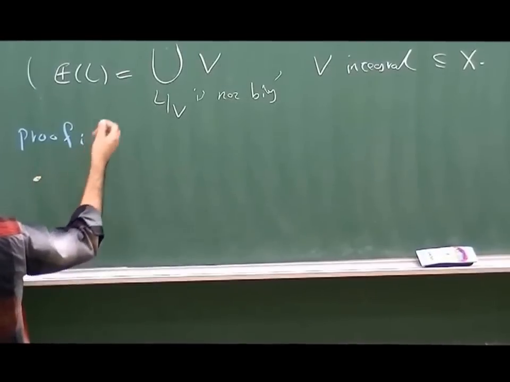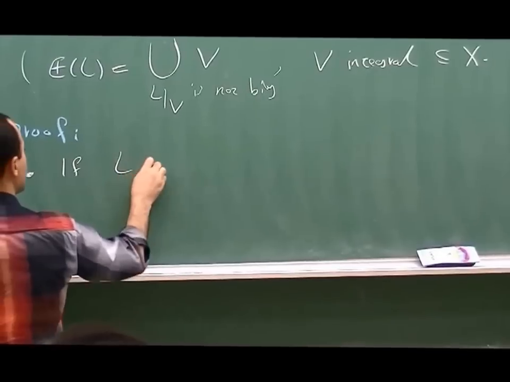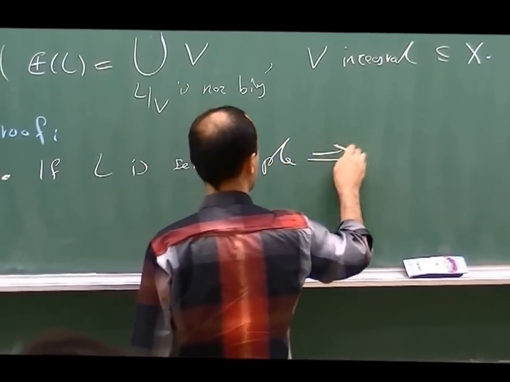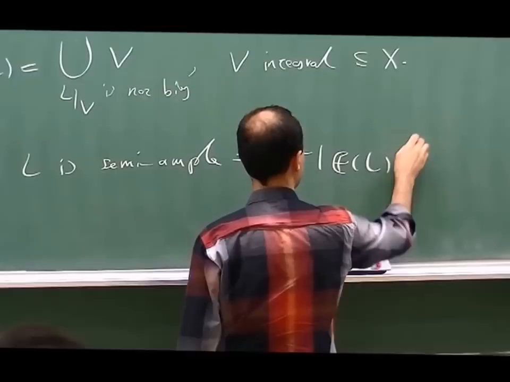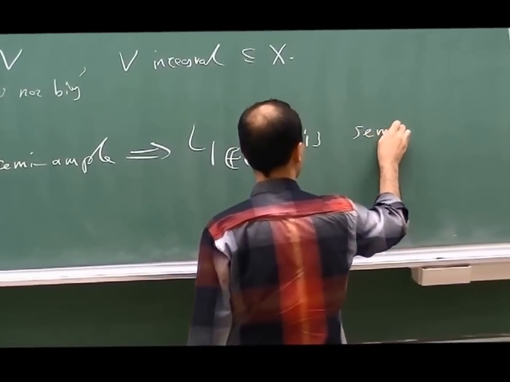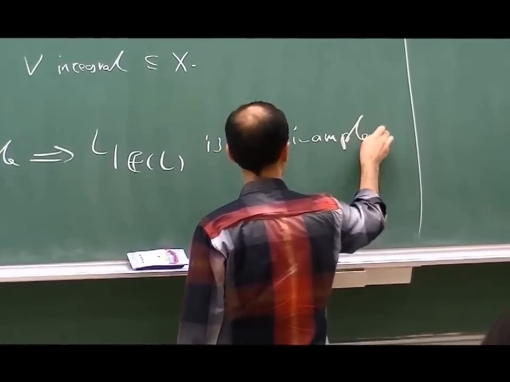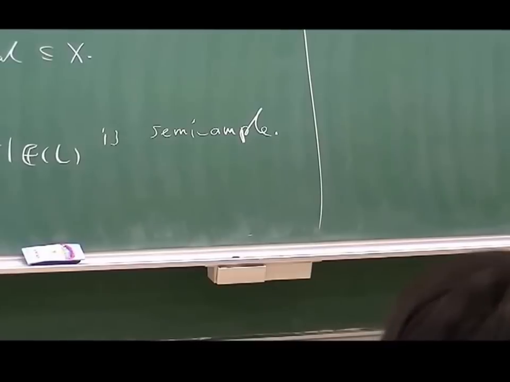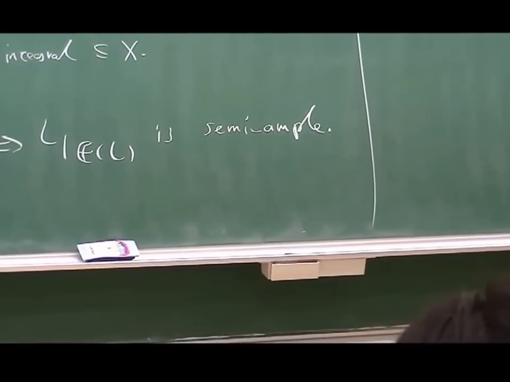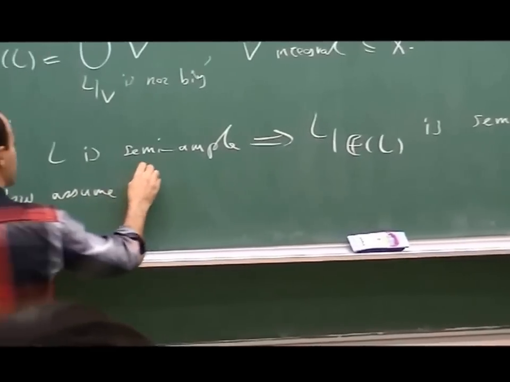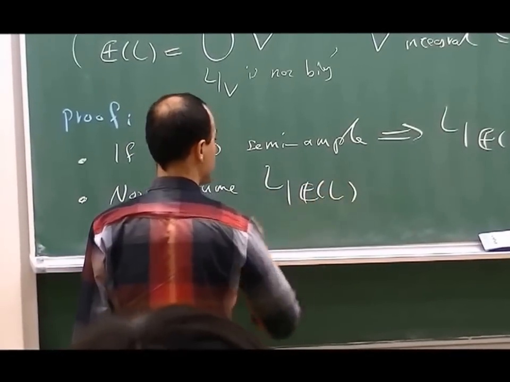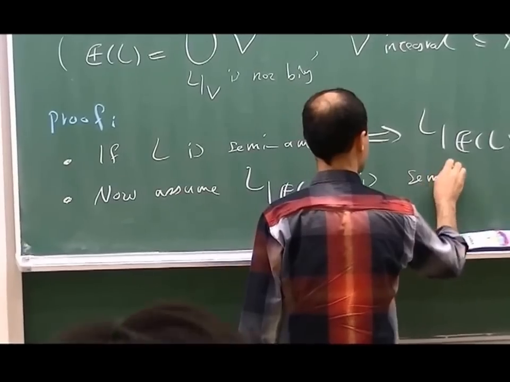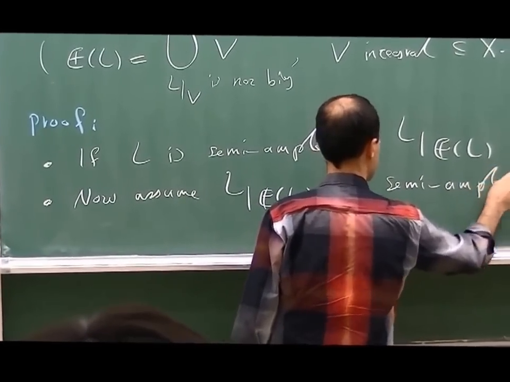So if L is semi-ample, then obviously the restriction is also semi-ample. So we can concentrate on the other direction. Now assume that the restriction of L to the exceptional set is semi-ample, then we can lift this to the whole set.